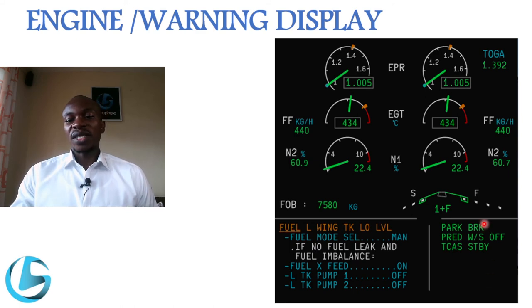We also have a status section of an engine warning display. The status section indicates the status of various systems. Like on this one, there's indication that the park brake is engaged and the TCAS is standby. Basically, this status section gives us indication of the status of various systems of an aircraft.